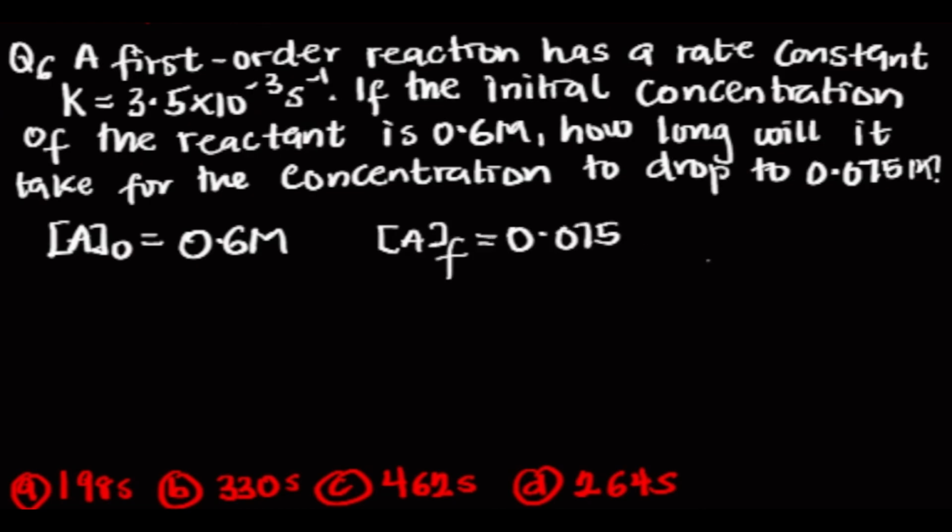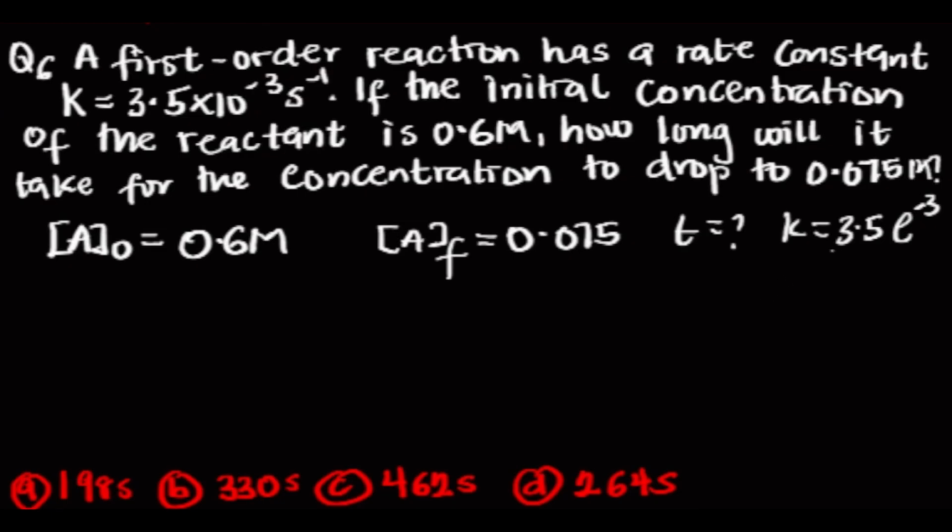0.075. Then the question asks how long, which is t. We have to calculate for t, given that k is 3.5 times 10 to the power of minus 3. So that's what we have as our k. Then what we're going to do is record the expression.